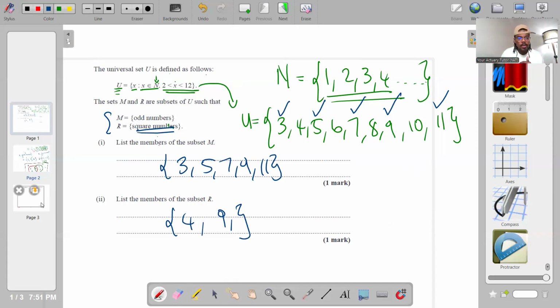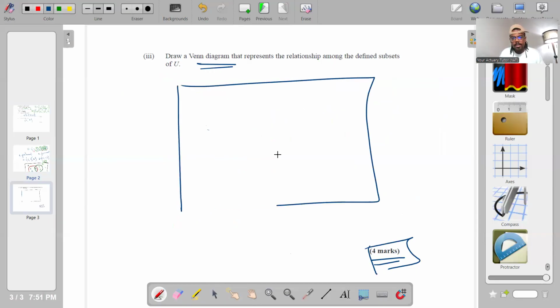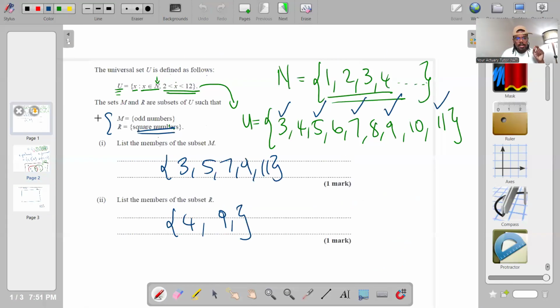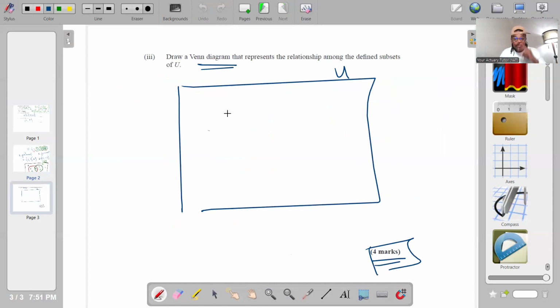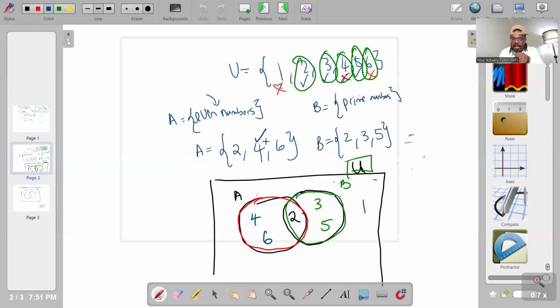Then we'll say, okay, well, this is your 4-mark question here, sir. They said draw a diagram to represent this entire thing. So I'm going to say, okay, draw the box, draw your U. What were the 2 sets that they called it? M and R. So M and R. You notice I'm going to draw them overlapping. Why did I do that? Because there was something that can be found in both of them.